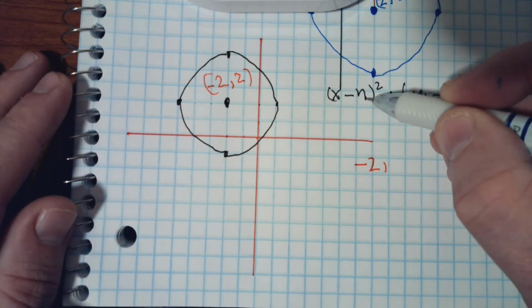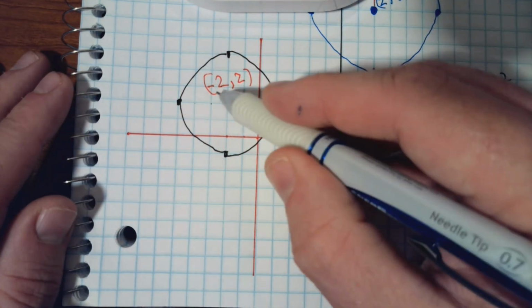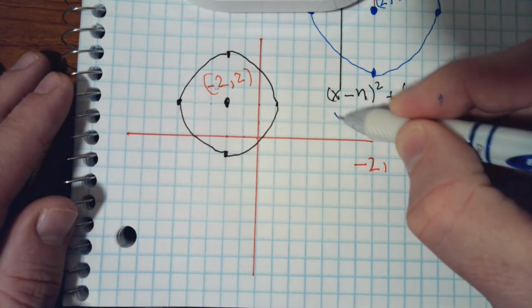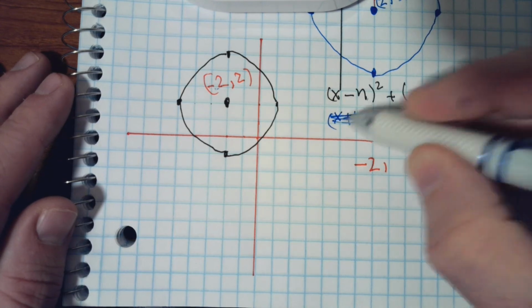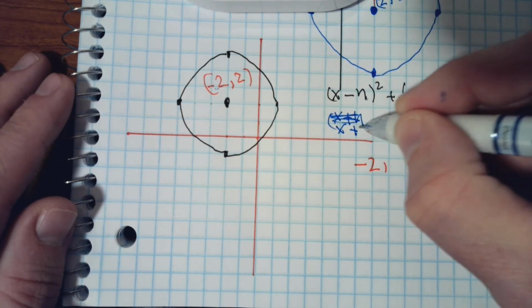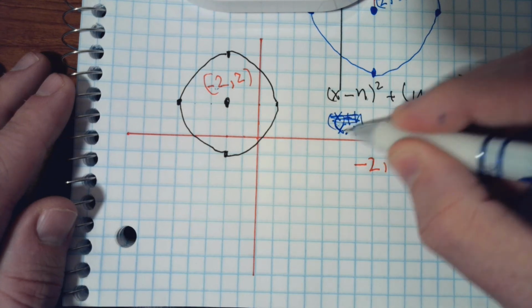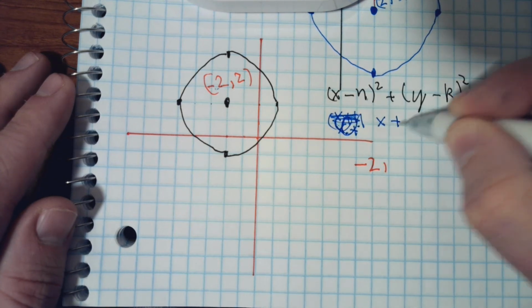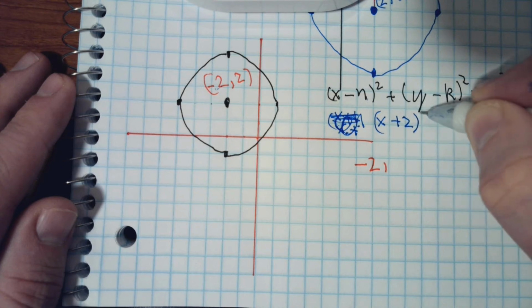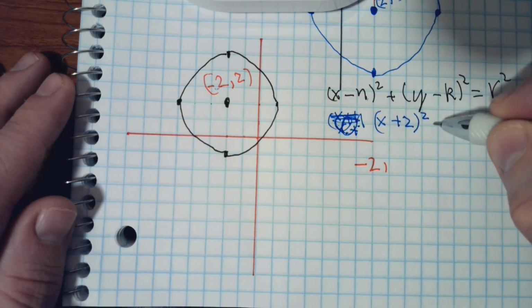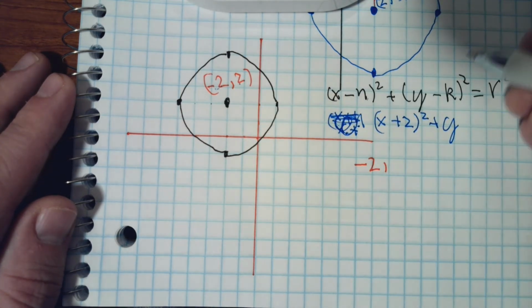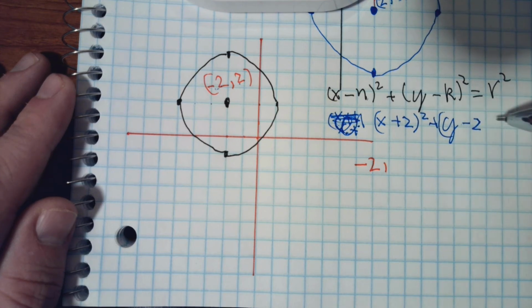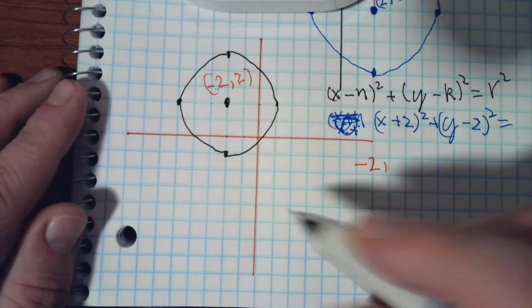So let's see if we can put it into the formula correctly. X minus h. So we're going to take the x component, and I'm going to basically do the opposite. So that would be x plus 2. Sorry, let me move over. I ruined it. X plus 2 squared. All right. Plus y. Let's look at this. That's the opposite. Minus 2 squared. And now we need to find out what the radius is.